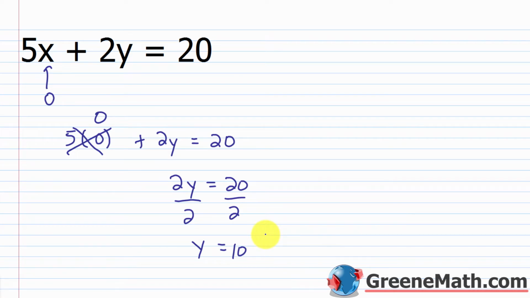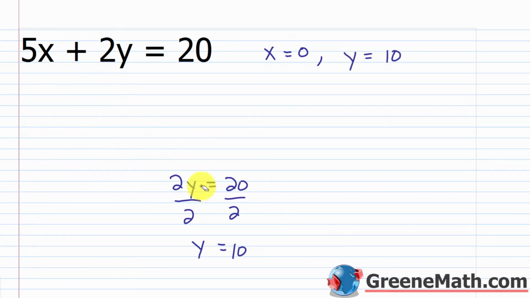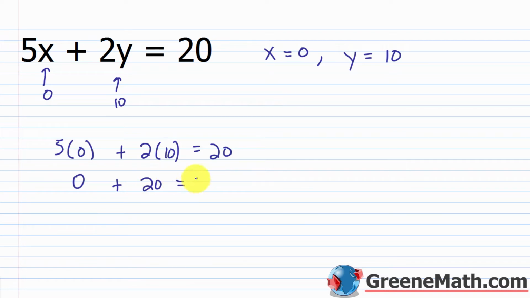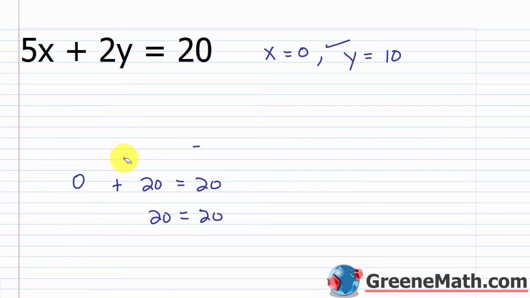So one solution of the infinite number would be that x is equal to 0 when y is equal to 10. And if you want to, you can plug in a 0 for x and a 10 for y, and you'll see you get the same value on the left as the right. Let's do that real quick. 5 times 0 plus 2 times 10 equals 20. This is 0 plus 2 times 10, which is 20, equals 20. You get 20 equals 20, so this checks out. But the main thing here is to realize that I can keep doing that.